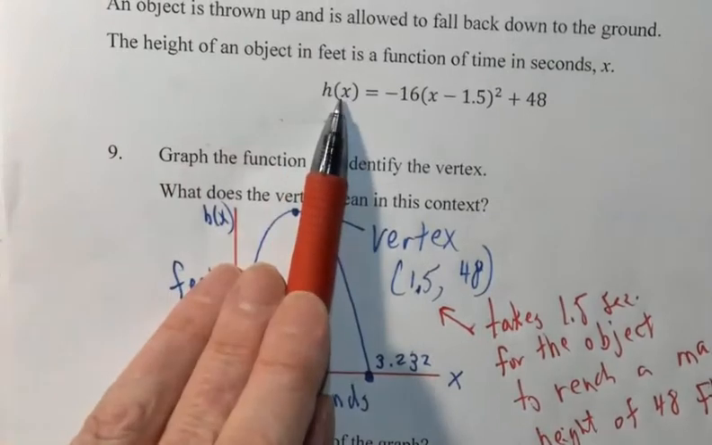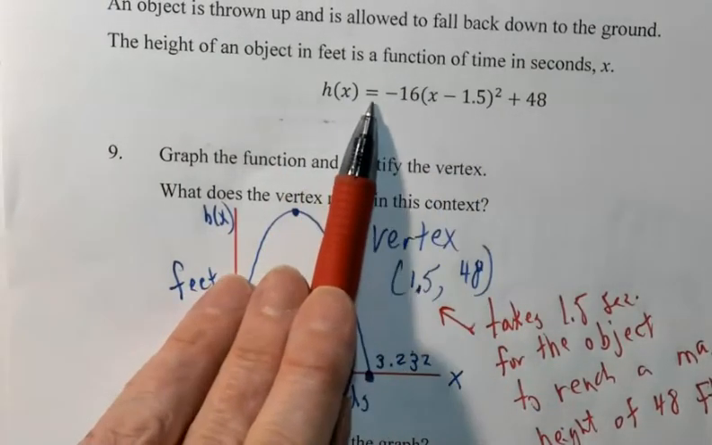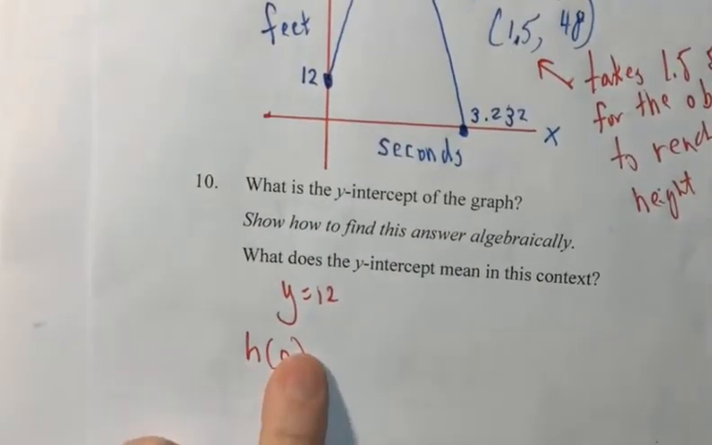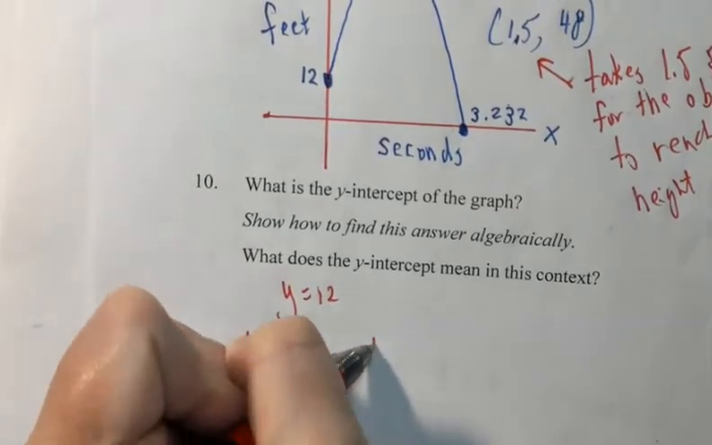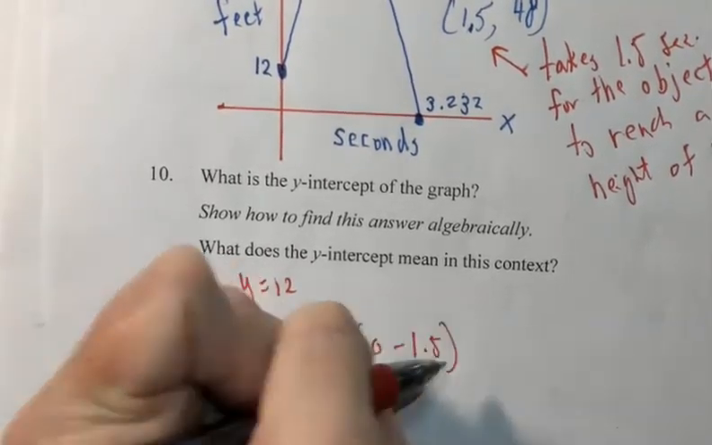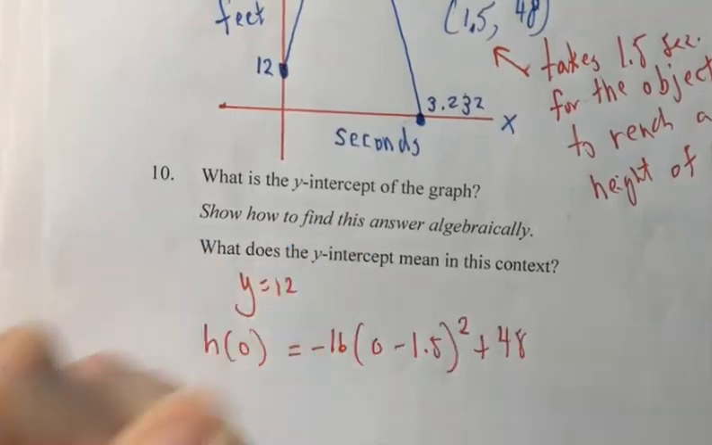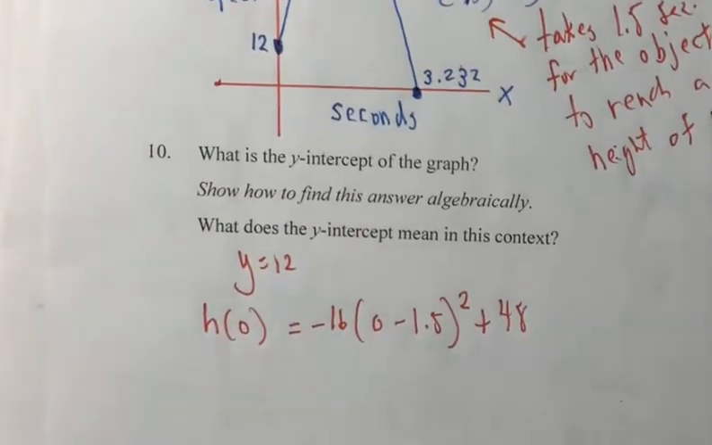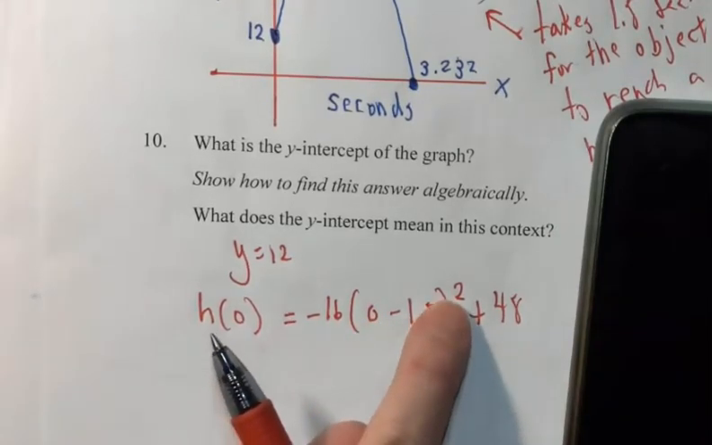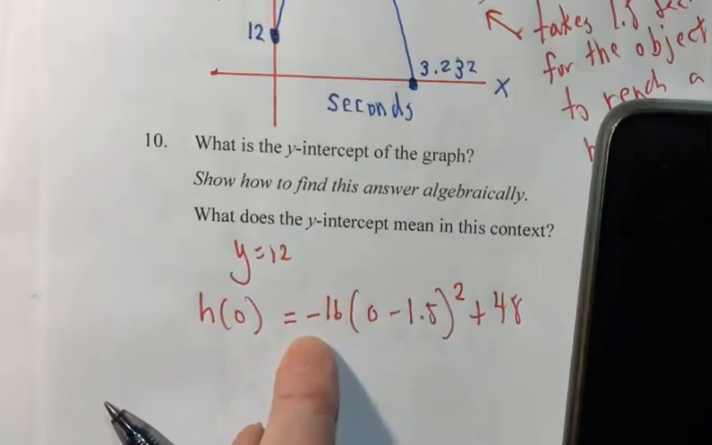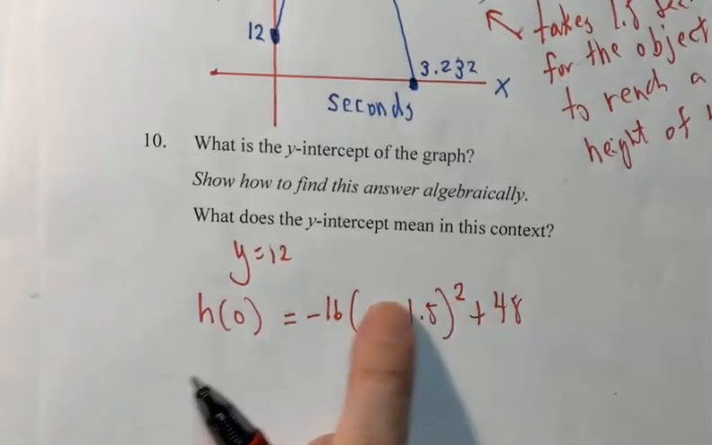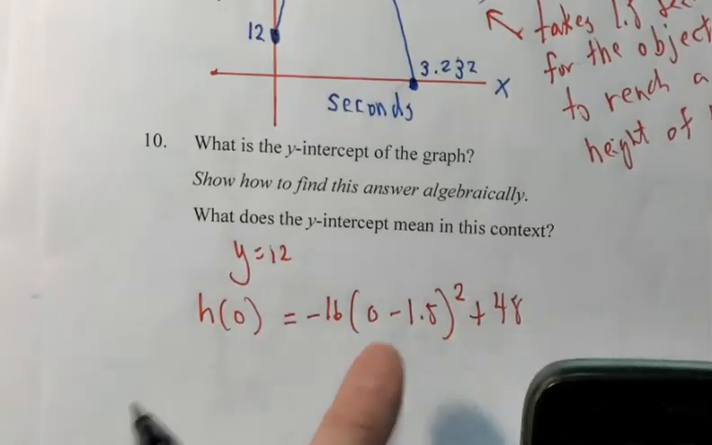So back at the top of this problem, we have this equation. To find the y-intercept, you basically replace the x in your equation with a 0. So we'll put a 0 in place of the x. So this is how you do it algebraically. Now you can take your time and do this out long. So you would subtract these two numbers, get negative 1.5, square that answer, multiply by the negative 16, and add the 48. Those are your order of operations. So parentheses, then your exponent, then multiply, and then finally you would add your two results.